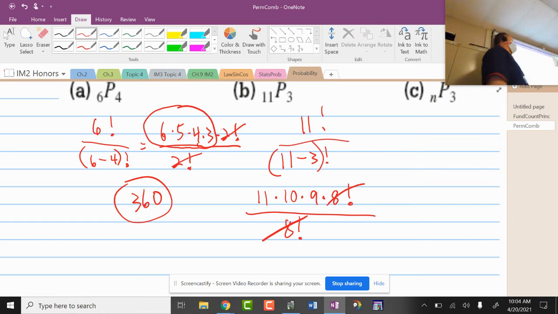So what do I write for this one? Possibly you could have calculated this, but once we start getting pretty big, this is what I'm looking for. 11 times 10 times 9 is what's left over. Okay?